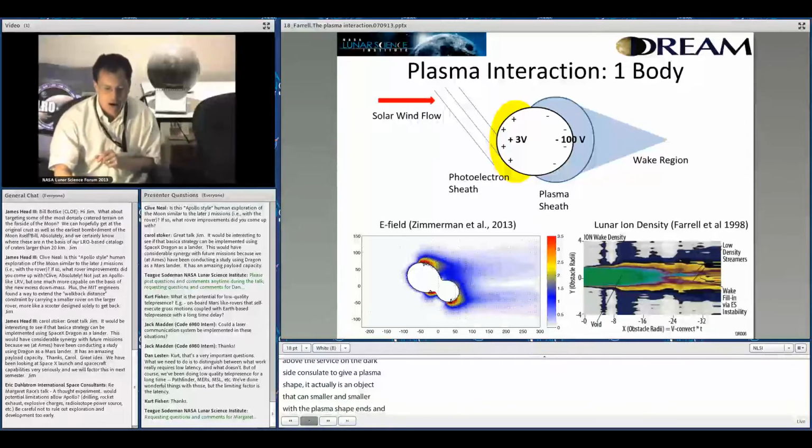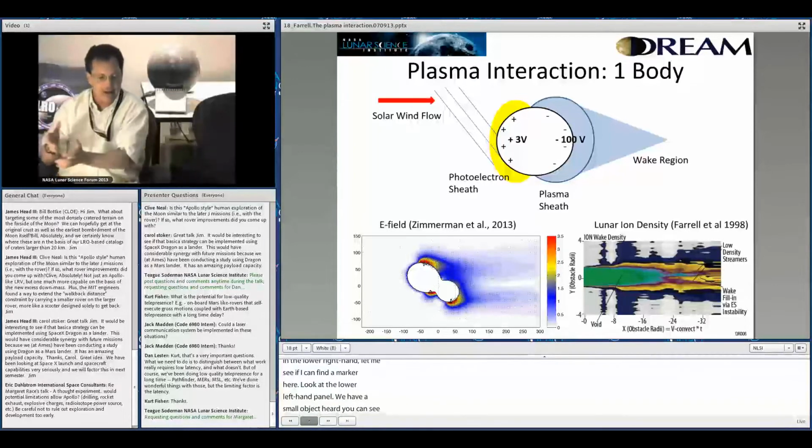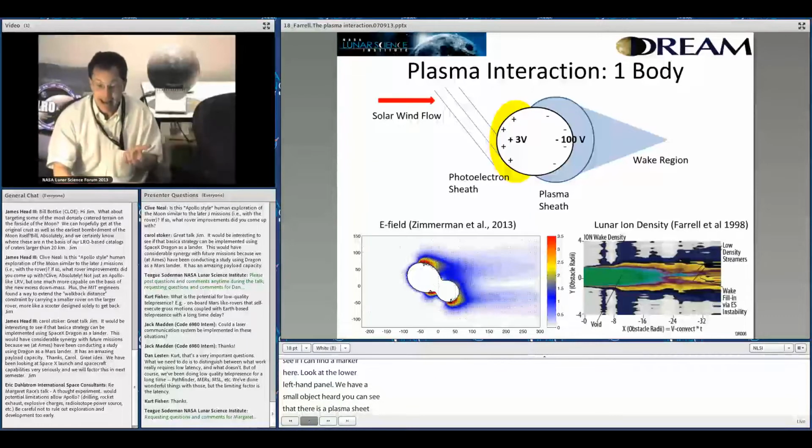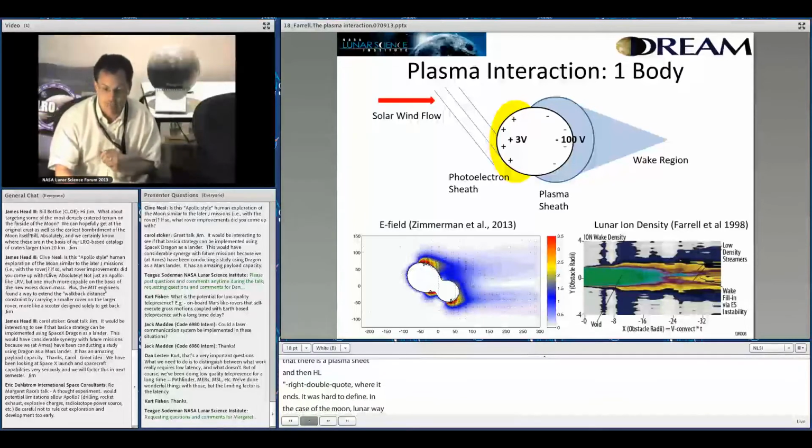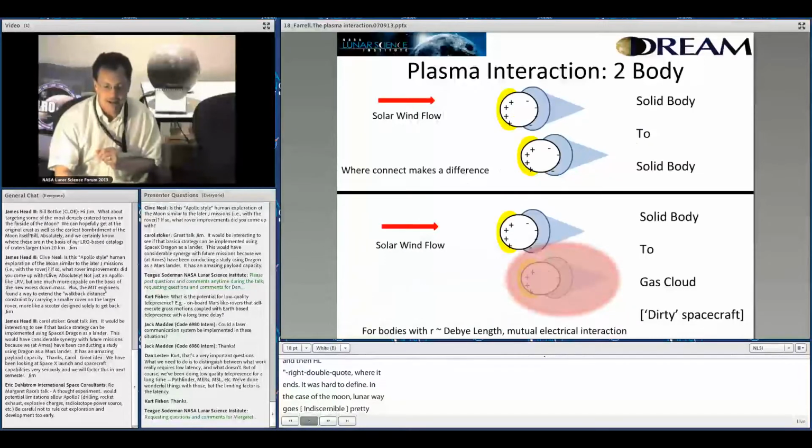You can see that in the lower left-hand panel. This is a small object. You can see there's a plasma sheath and then a trailing wake, and where one begins and the other ends is kind of hard to define. Now, in the case of the moon, the lunar wake goes back about 30 lunar radii behind the moon, and is a pretty substantial structure. It's been measured by the WIND spacecraft at those distances.